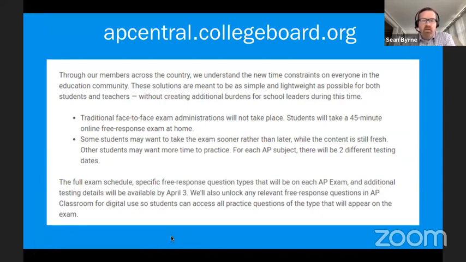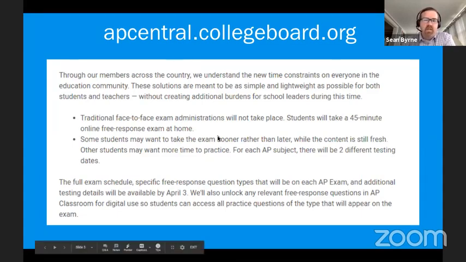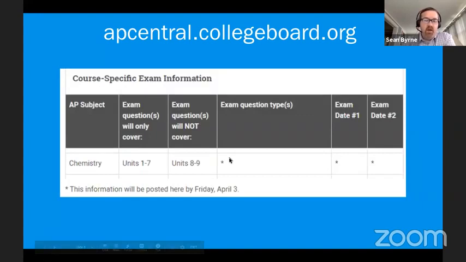So until then, we're going to continue learning chemistry to the best of our ability. And when we have some more information about our exam in particular, everybody will share it with you, especially on apcentral.collegeboard.org. For our class specifically, chemistry, we know that units 1 through 7 will be on the exam, and units 8 and 9 will not be on the exam.